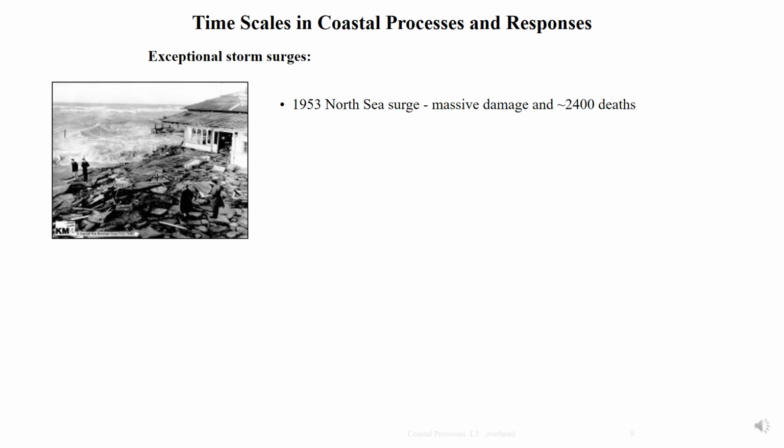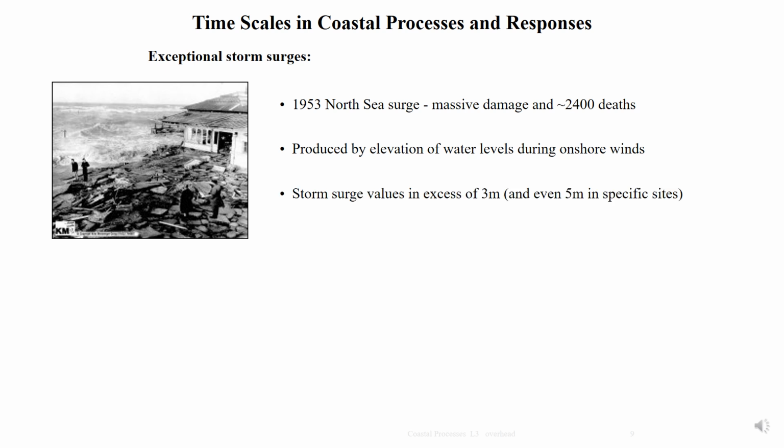So we're looking at timescales and coastal processes and responses. Exceptional storm surge examples. In 1953, we had the North Sea surge. We had massive damage and around 2,400 deaths. It was produced by effectively elevation of water levels during onshore winds and at night time, which made things even worse. And we had storm surge values in excess of 3 meters and up to 5 meters in particular sites.